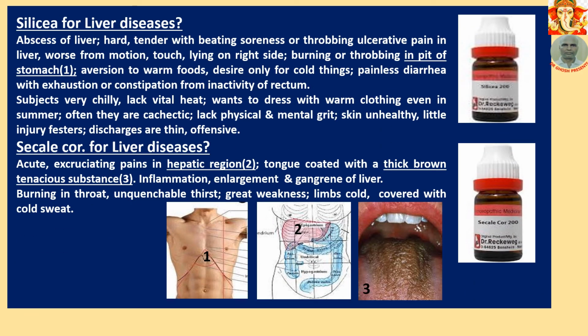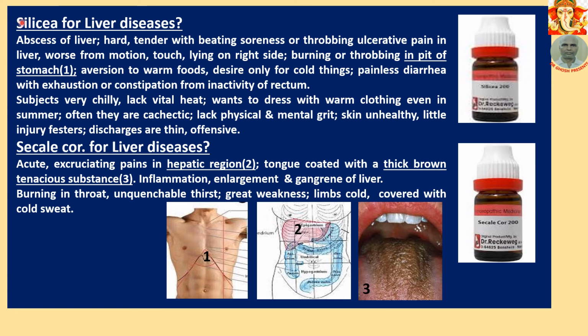Silicea for liver diseases. Abscess of liver, hard, tender with beating, soreness or throbbing. Ulcerative pain in liver, worse from motion, touch, lying on right side. Burning or throbbing in the pit of stomach. Pit of stomach means this portion, just beneath your sternum, the breastbone. There is a pit, and that pit is called the pit of the stomach. Aversion to warm food, desire only for cold things.